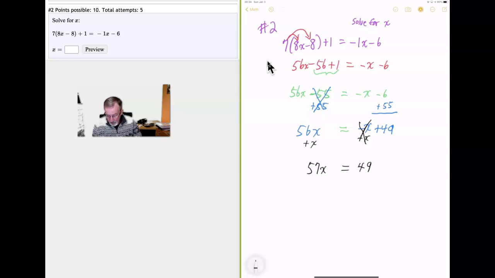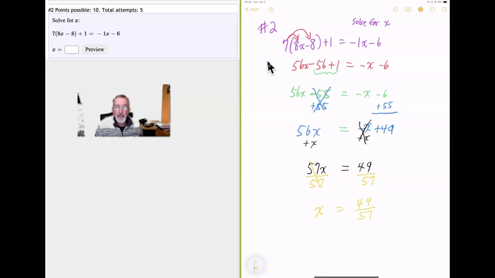And the next step, may not have enough colors for everyone. I'll try yellow. We're going to divide both sides by 57. And 57x divided by 57, the 57's cancel out, leaving x, 1x or x, and that's going to be equal to this fraction, 49 over 57.